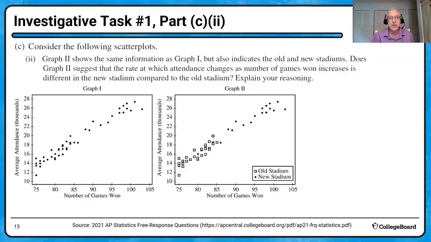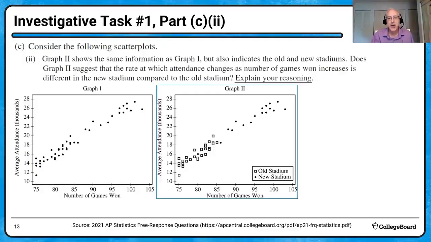Let's go to C2. Now we're going to focus on graph 2, which shows the same information as graph 1, but also indicates the old and new stadiums. So same points, but different symbols for old and new. Does graph 2 suggest that the rate at which attendance changes as number of games won increases is different in the new stadium compared to the old stadium? Explain your reasoning. And I've underlined that as part of my active reading because I want to be sure that we don't just choose an answer, yes or no, and not justify it with evidence from the graph.